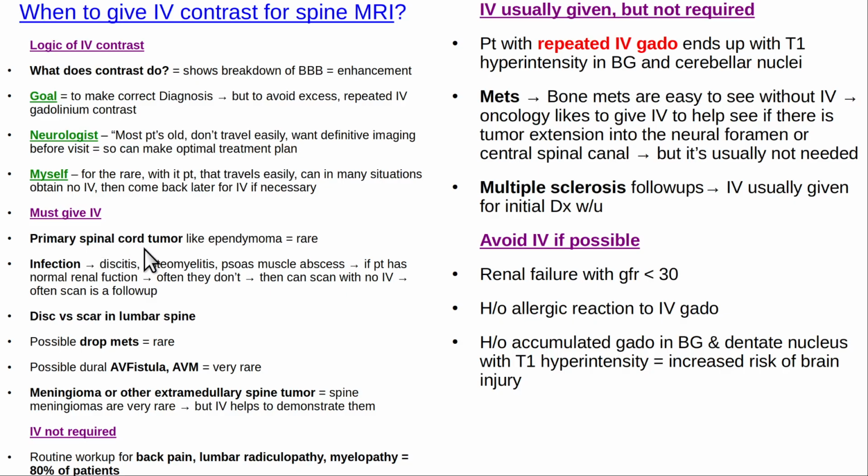Okay, when do you need to give IV? If you're looking for a primary spinal cord tumor, that's super rare. I hardly ever see primary spinal cord tumors. What do I see? Maybe 1 or 2 a year, if that much. 1 a year, probably. A de novo tumor. So yes, they occur, but they're really, really rare.